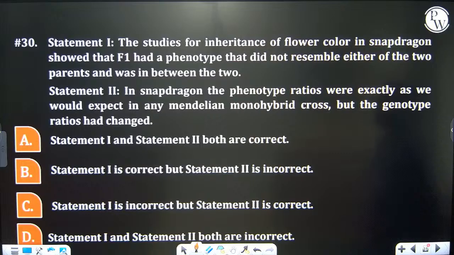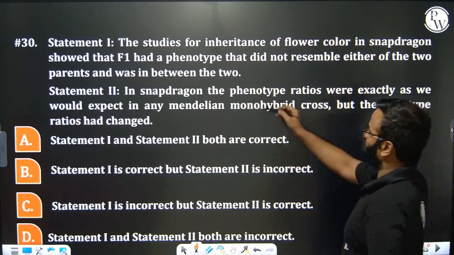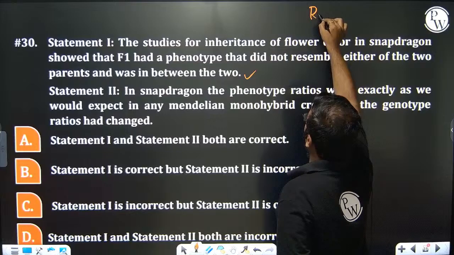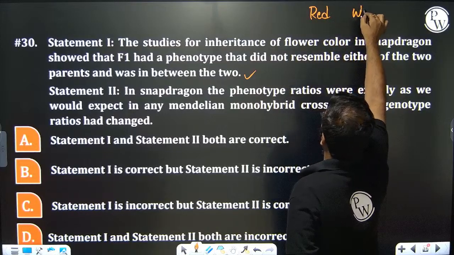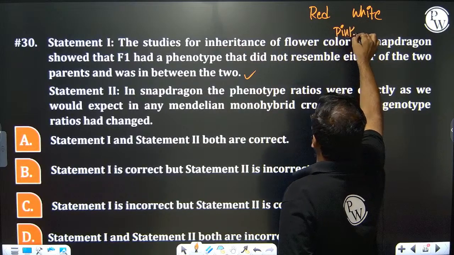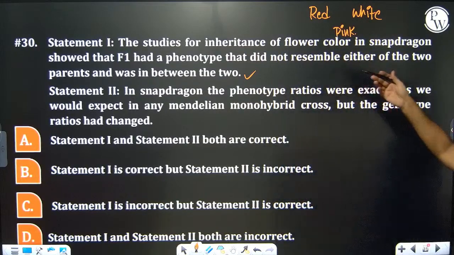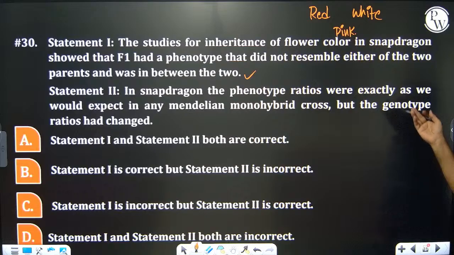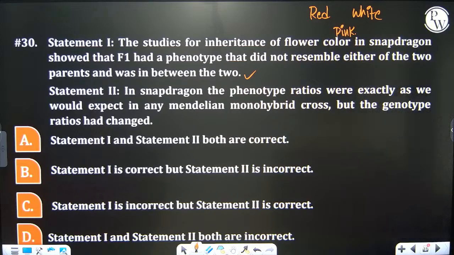The studies for inheritance of flower color in Snapdragon showed that F1 had a phenotype that did not resemble either of the two parents and was in between the two, which is true. We got red and white parents, but we got a pink flower, which didn't resemble any of them. So that is true. Let's see the second statement.